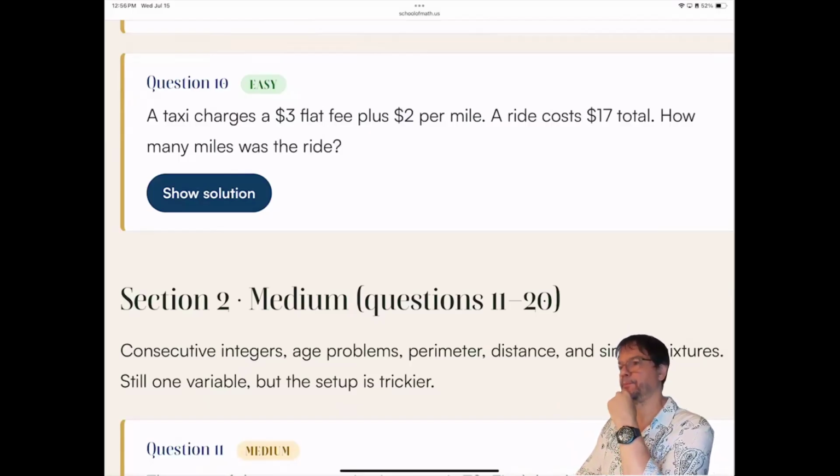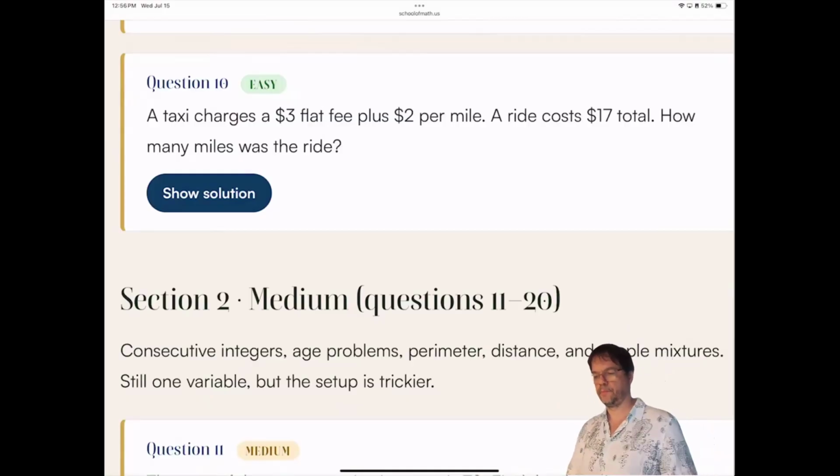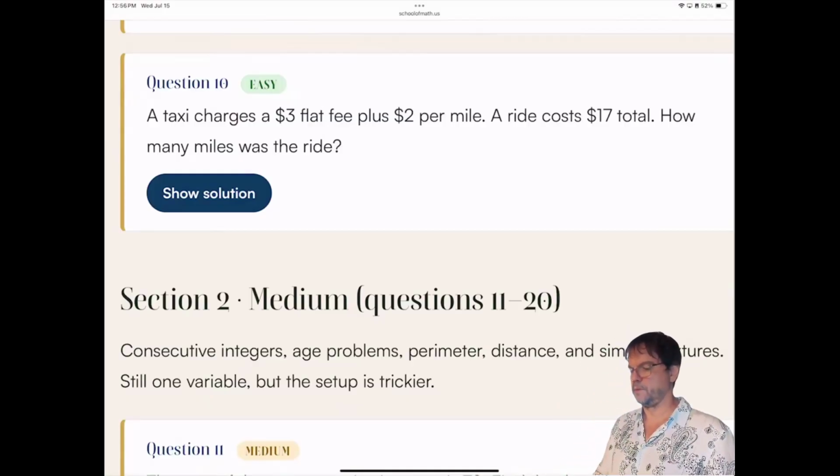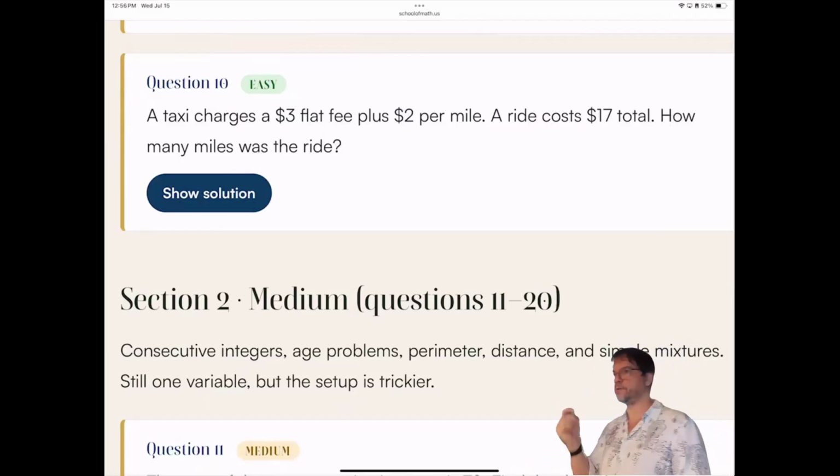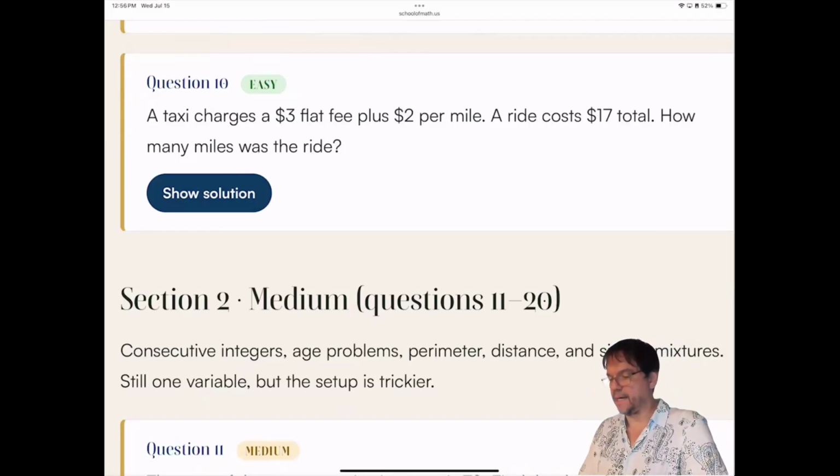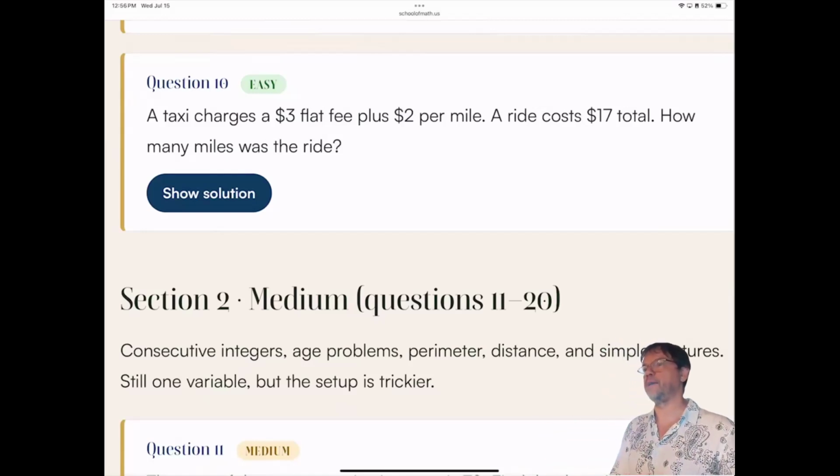Need help? No, I think x equals 5. Let's see. A taxi charges 3. You need to pay 3 plus 2 per mile. Do you know how many miles? No. So I put M. Okay? 2 times the number of miles. The total fare will be 17. Is that okay for you?